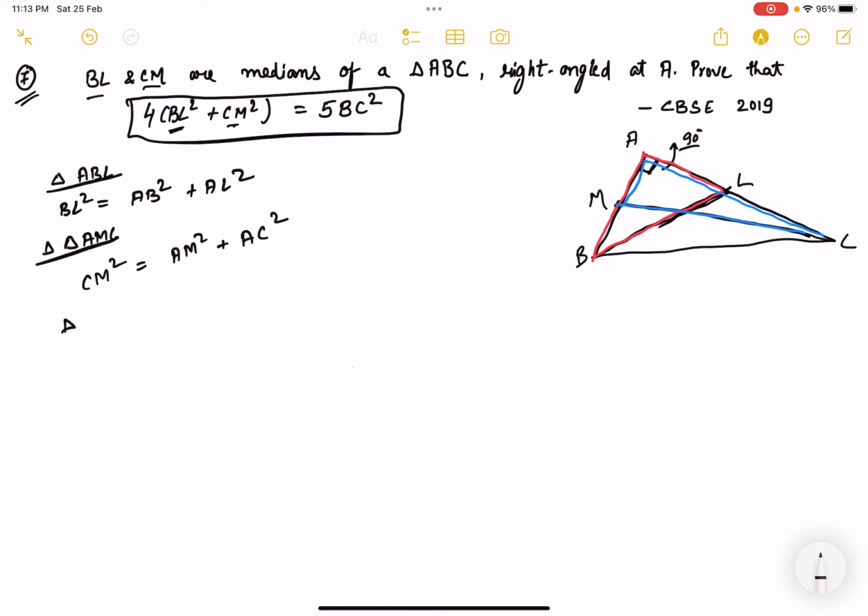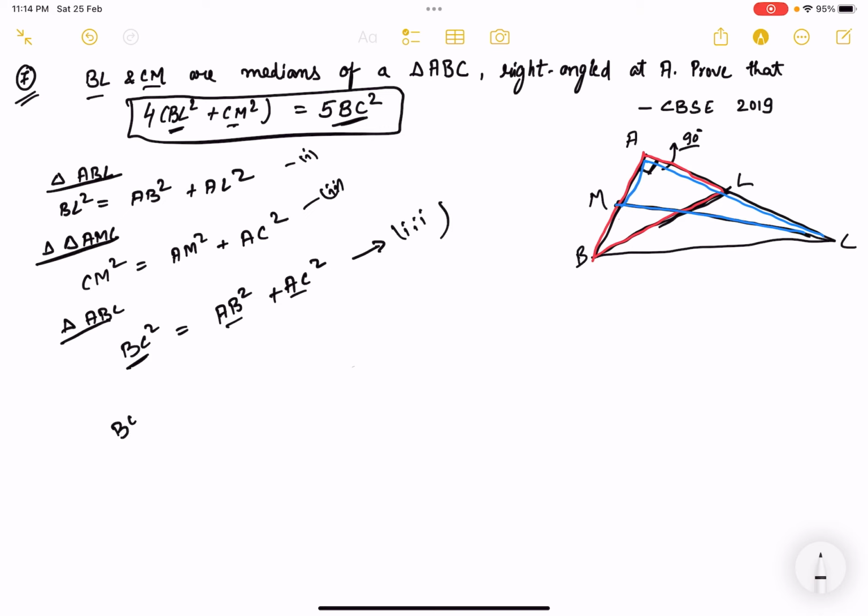And in the bigger triangle ABC, we have BC square is equal to AB square plus AC square. So BC square we have in our final equation. And we don't have AB and AC. So we'll continue with this. Let this be 1, this be 2, and this be 3.